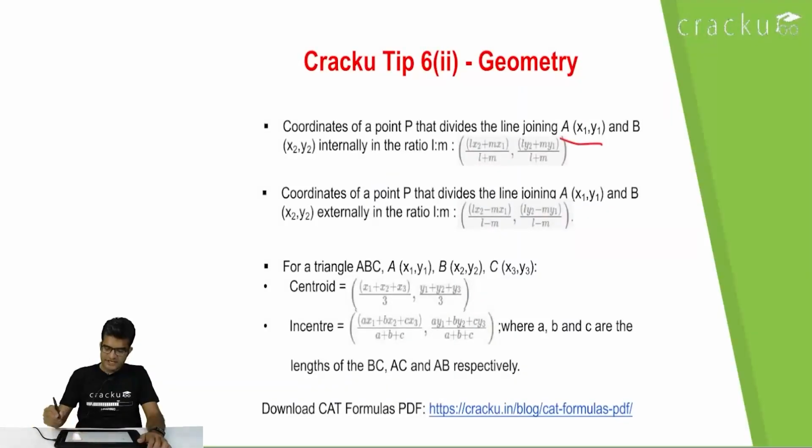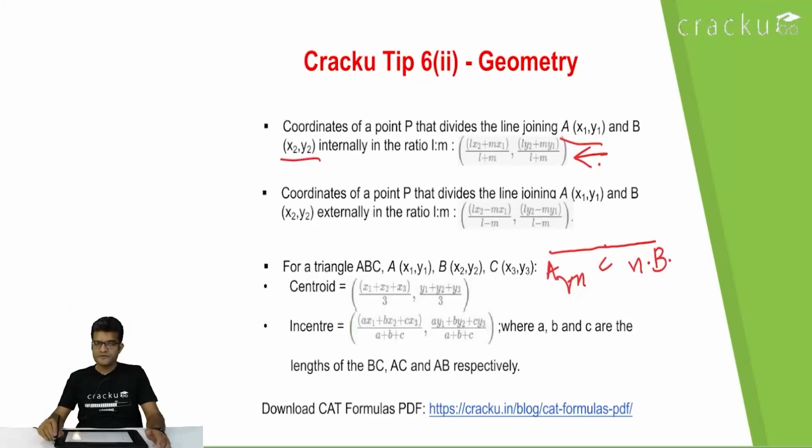Similarly, if you are given 2 points, A, which is x1, y1, and B, x2, y2, we can figure out the point which divides the line joining these 2 points in a particular ratio. That is, if you have point A over here, and point B over here, and you're looking for the point in the middle, which is C, which divides them in the ratio m is to n, you can use this formula to figure out the coordinates of the point C. This is if C is dividing them internally. If C is dividing them externally, that is if C is on the other side of B, then you use the second formula to calculate the coordinates of C.